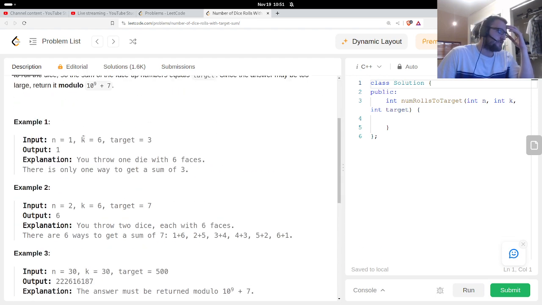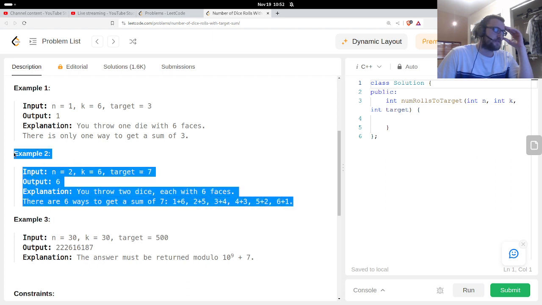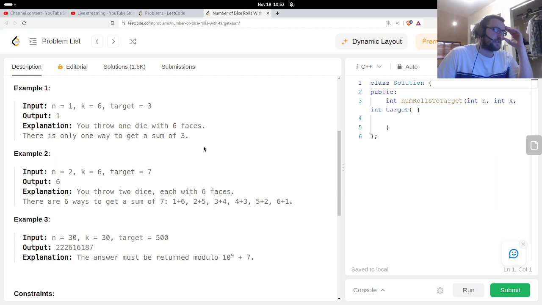Okay. So throw 1 die, 6 faces. There's only one way to get a sum of 3. Okay, this is an interesting question. I've thought about this in the past. I think this is related to either a binomial or multinomial kind of expansion.